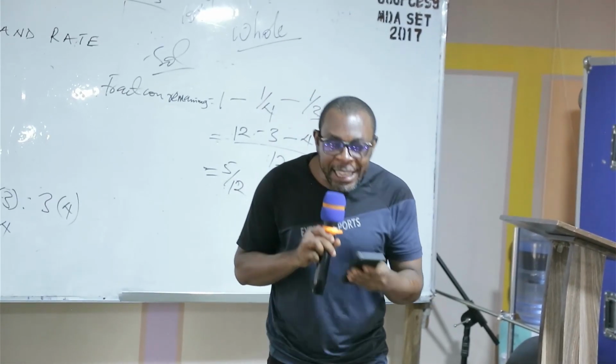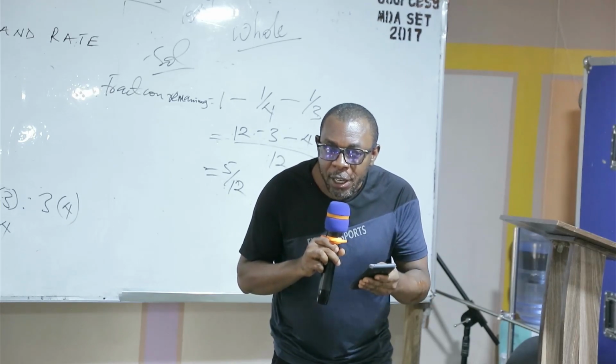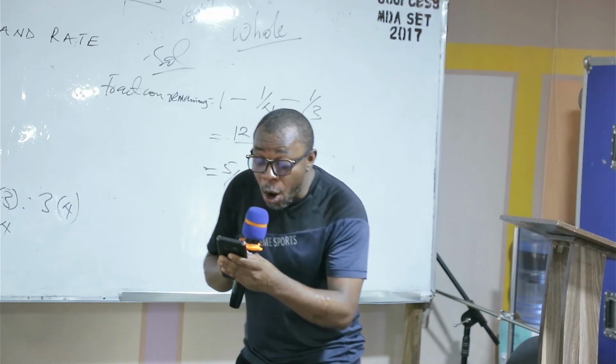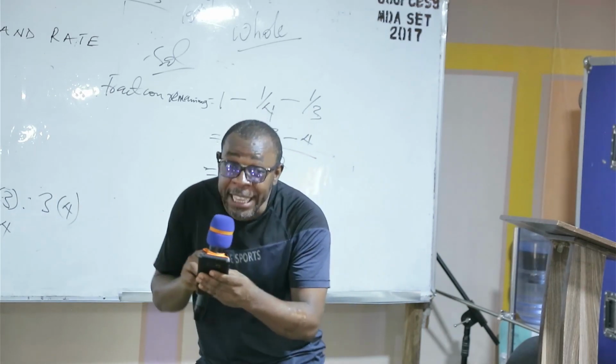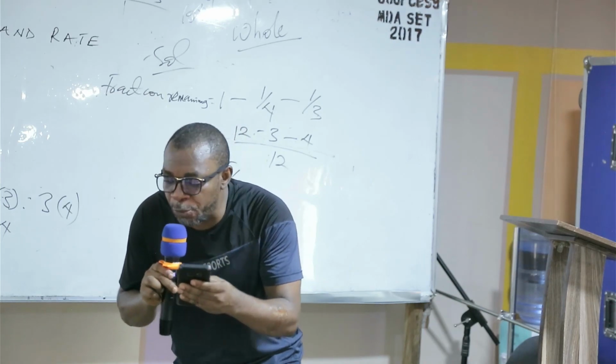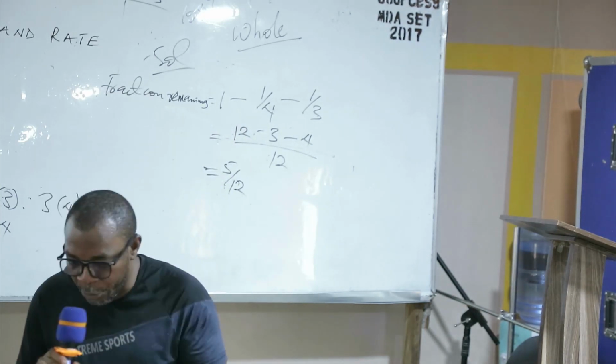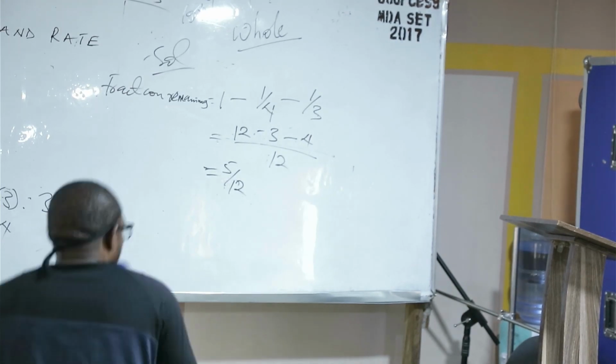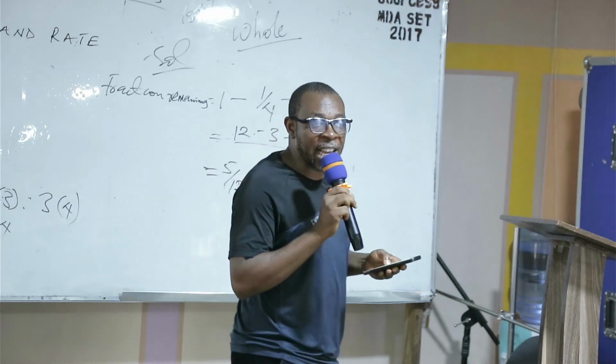1/3 of the remainder. I want you to take note, we are going somewhere. 1/3 of the remainder on food. 1/3 on what? On food. And kept the rest for contingencies.